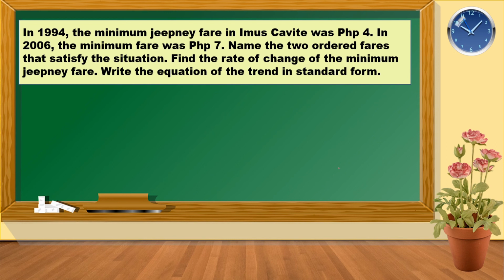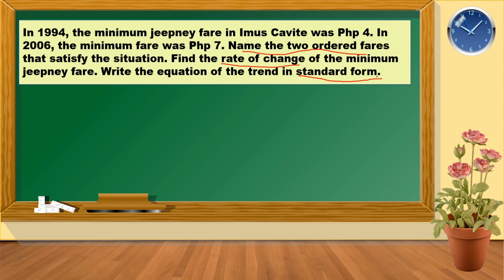In 1994, the minimum jeepney fare in Imus, Cavite was 4 pesos. In 2006, the minimum fare was 7 pesos. Name the 2 ordered pairs that satisfy the situation. Find the rate of change of the minimum jeepney fare and write the equation of the trend in standard form. Okay, so meron tayong tatlong hinahanap dito. Name the 2 ordered pairs, find the rate of change, and write the equation in standard form.